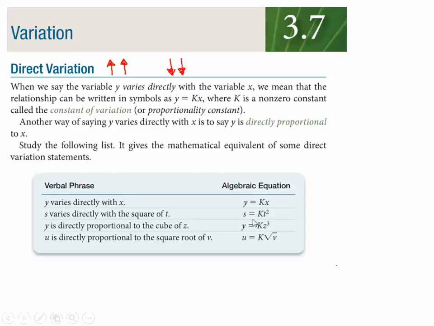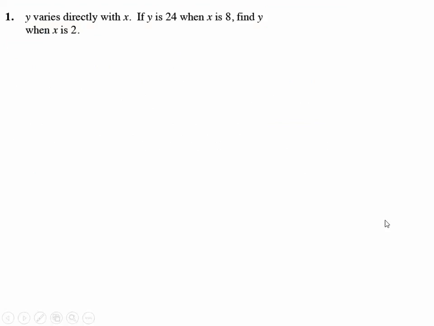But notice each of these has a little k right over here. K, we call this a proportional constant. We have to figure this out all the time before we do a problem here. So let's do a couple of little problems just to get us used to this idea. Number 1 says y varies directly with x, if y is 24 when x is 8, find y when x is 2.